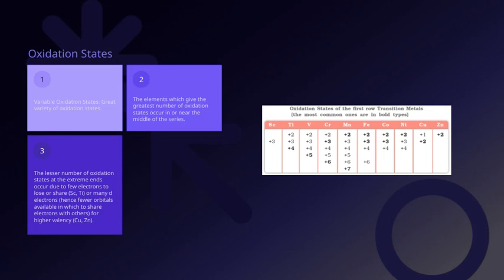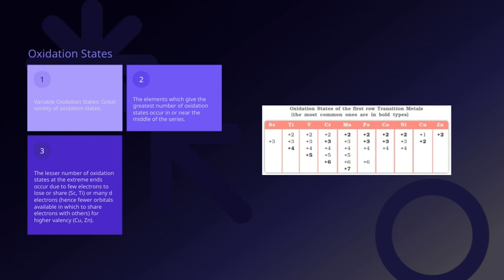Let's take a closer look at oxidation states across the series. You'll notice that at the extreme ends of the series, the number of oxidation states tends to be lower. This is because these elements either have too few electrons to lose or share, like scandium and titanium, or they have many d electrons, which means fewer orbitals are available for sharing electrons when aiming for higher valency, as seen in copper and zinc. In contrast, the elements that show the greatest number of oxidation states are usually located near the middle of the series.